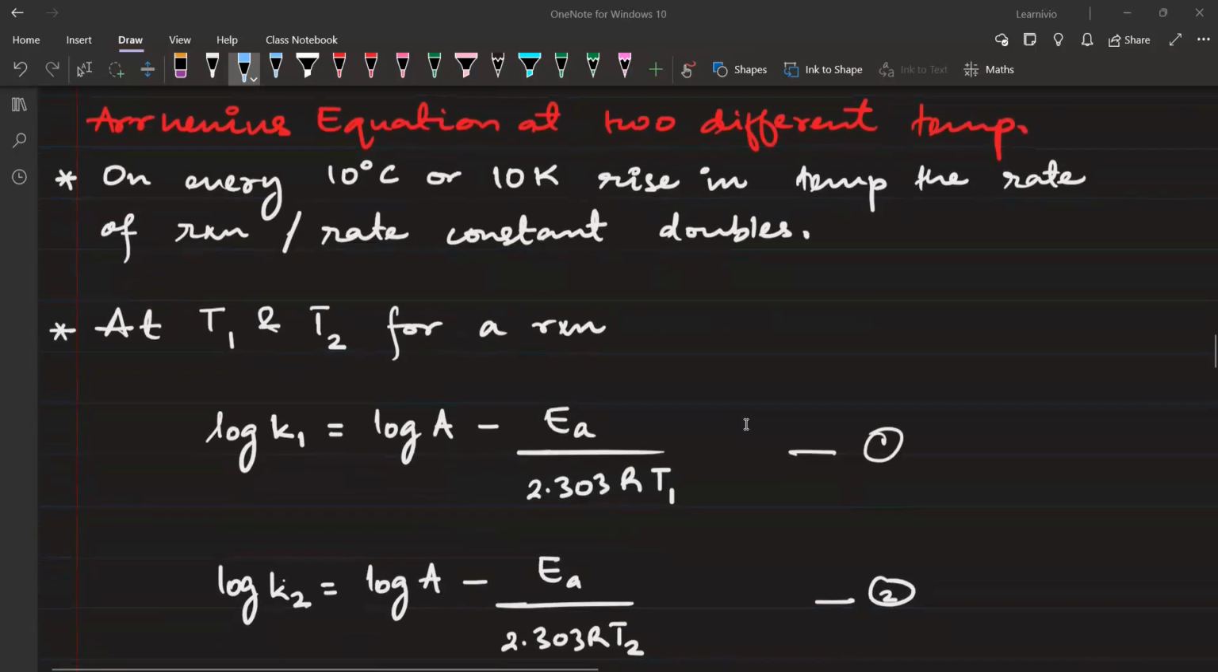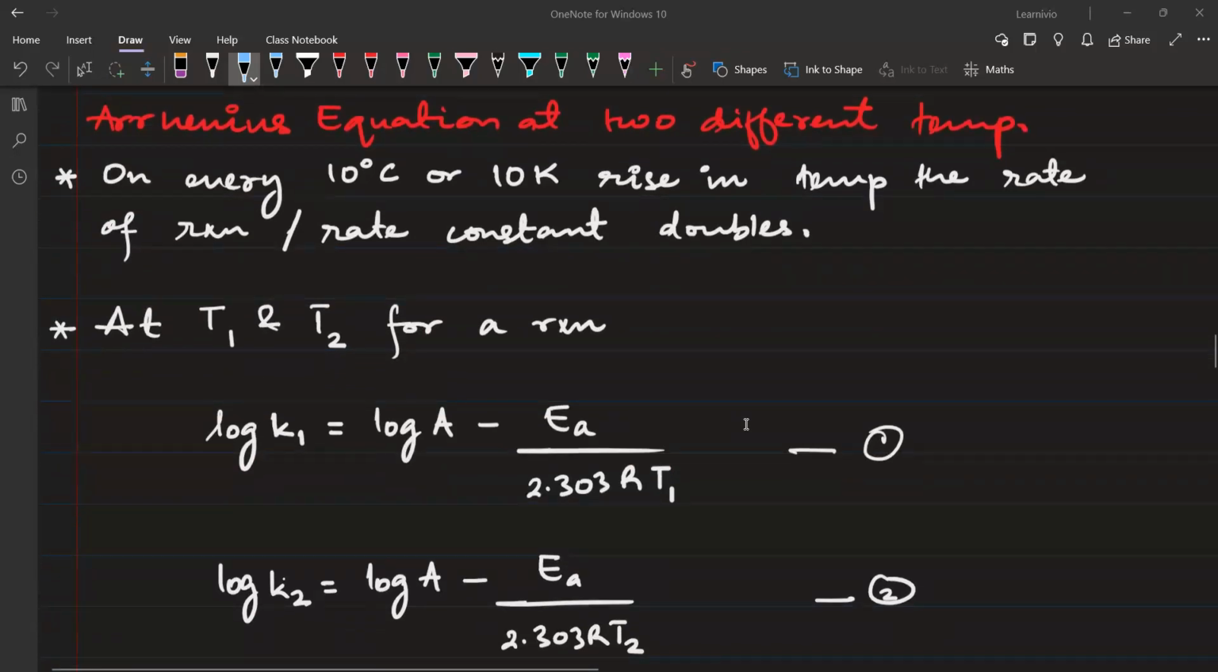See, so in Arrhenius equation at two different temperatures, the first thing you have to remember, from which a direct question can come, is that on every 10 degree or 10 Kelvin rise in temperature, the rate of reaction or rate constant will double. Now this is a very generic form of statement. It is not true for all chemical reactions at every temperature. हर 10 डिग्री इंक्रीज में जरूरी नहीं है ऐसा, but it is a general thing with which you can generalize. एवरेज इतना 10 डिग्री का इंक्रीज देखा जाता है.